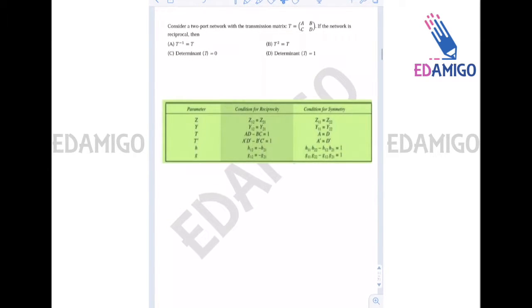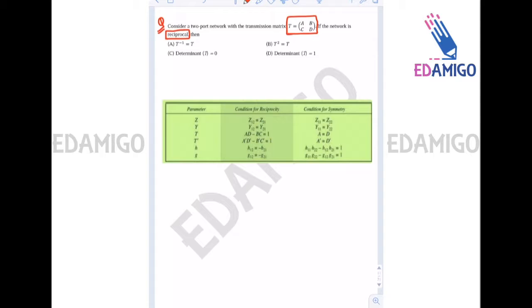So let's come directly to the questions. This was a question from a previous year, and this is a two-port network. Given that this is a T matrix, they are asking you the condition of a reciprocal network.